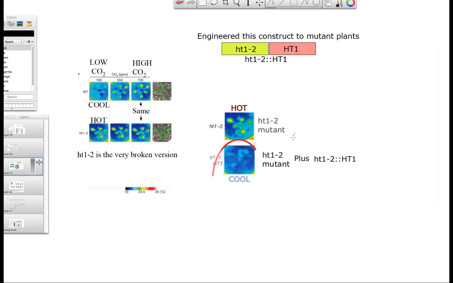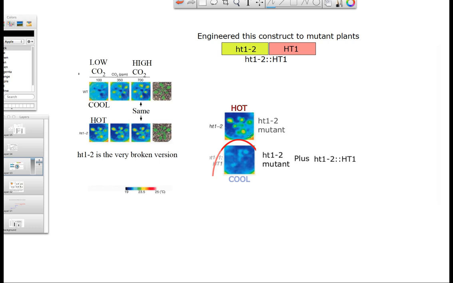Now, remember, the mutant plant has hot leaves in low CO2 conditions, whereas the wild-type plant has cool leaves in low CO2 conditions. Because the stomata are open in wild-type, they're not open in the mutant.